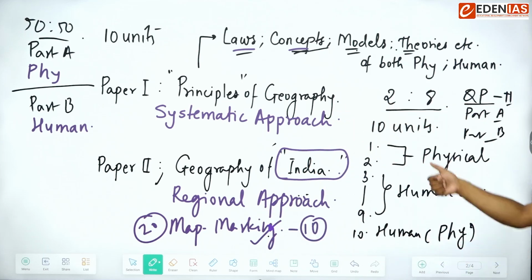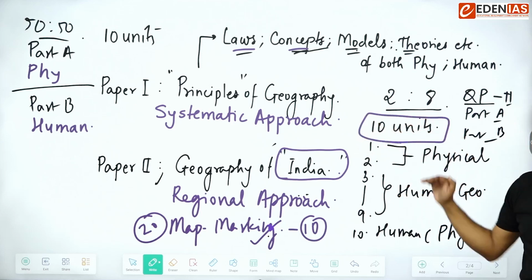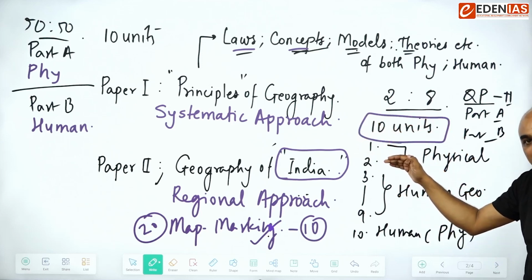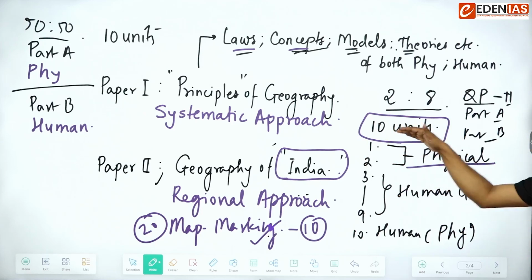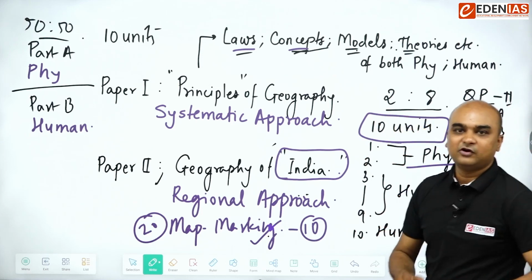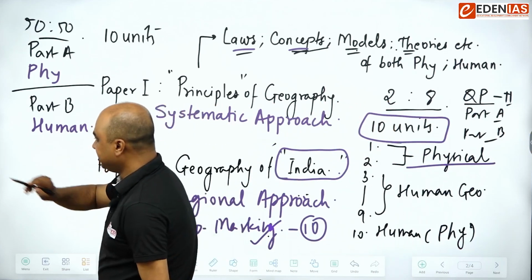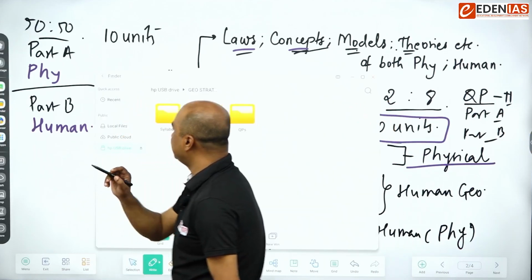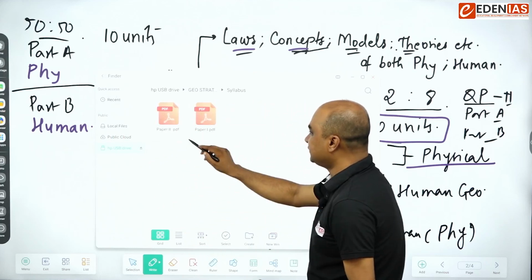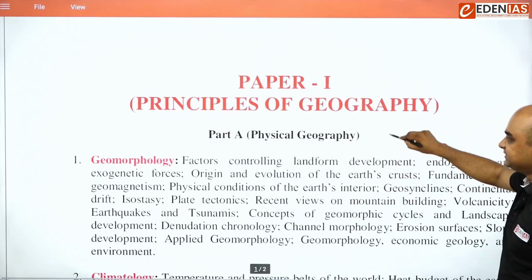And in paper 2, the 10 units are not divided equally between physical and human. 1 and 2 is completely physical, the rest are mostly human, and the 10th one has a kind of overlap. Okay, so let's try to take a look at the syllabus as well as the resources. Let's start with पेपर 1 which is principles of geography.